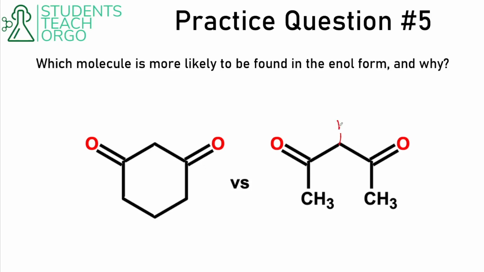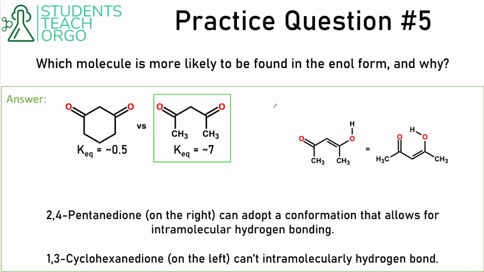Both of these hydrogens would be relatively acidic compared to most carbon-hydrogen bonds. But thinking about that hydrogen bonding, I want you to try to think about which one would be more likely to be found in the enol form, or have a higher KEQ. Alright, pause the video. I'm going to go forward here. The answer would be this one.